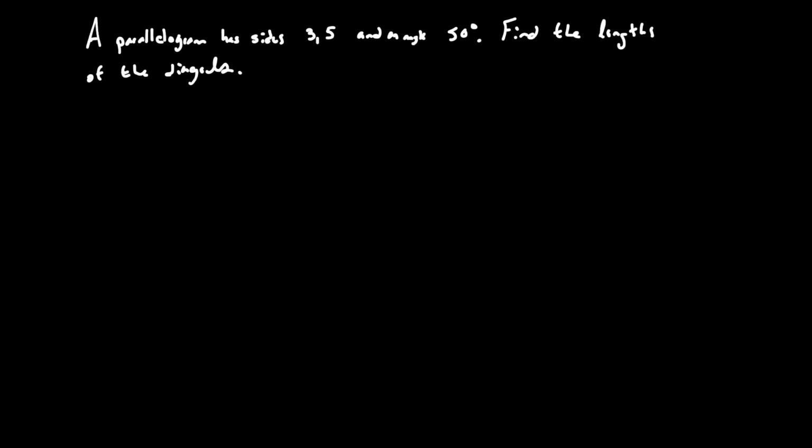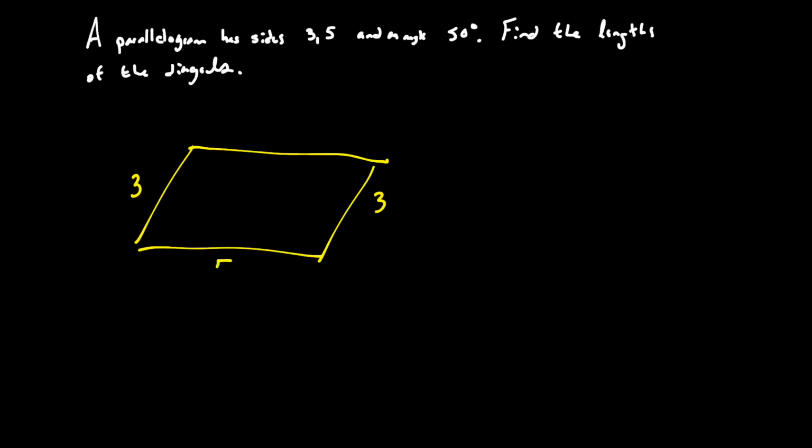In this problem, we're looking at a parallelogram with sides 3 and 5 and an angle of 50 degrees. What we want to do is find the lengths of the diagonals of our parallelogram. By definition, a parallelogram is a quadrilateral that has two sets of sides, each of which are parallel. So here is a picture of a parallelogram. Let's label this side with length 3, this side is length 3, and these two sides have length 5, since in a parallelogram, our parallel sides have equal length.